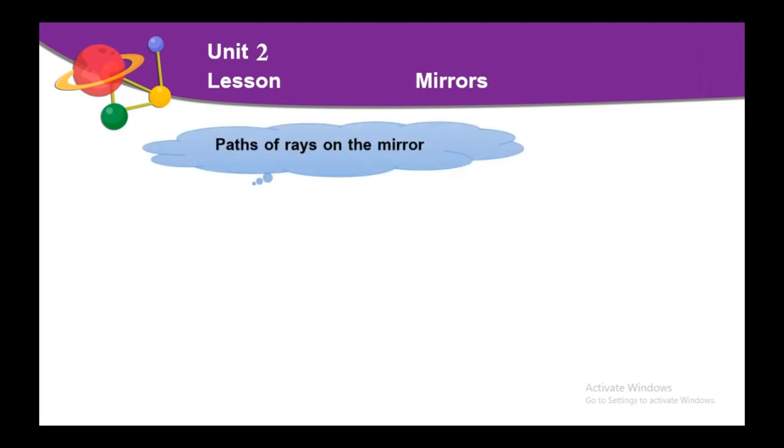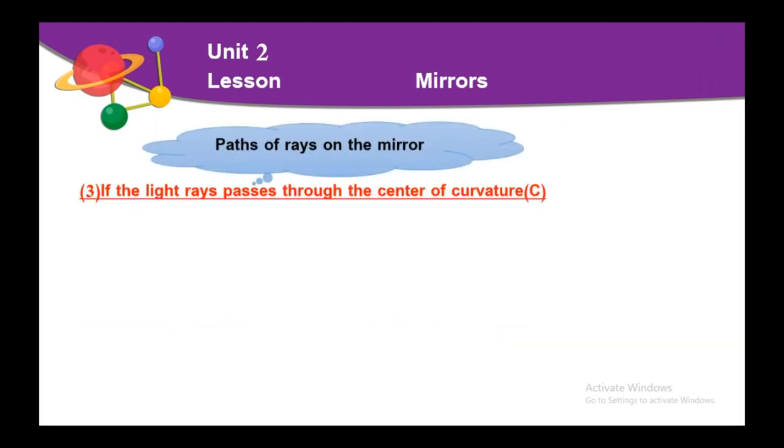The third path of rays on the mirror. If the light rays pass through the center of curvature, what will happen? That is a concave mirror, the principal axis, the center. This straight line represents an incident light ray passing through the center. What will happen to this ray? It will reflect on itself. When it falls in this direction, it will reflect on itself.